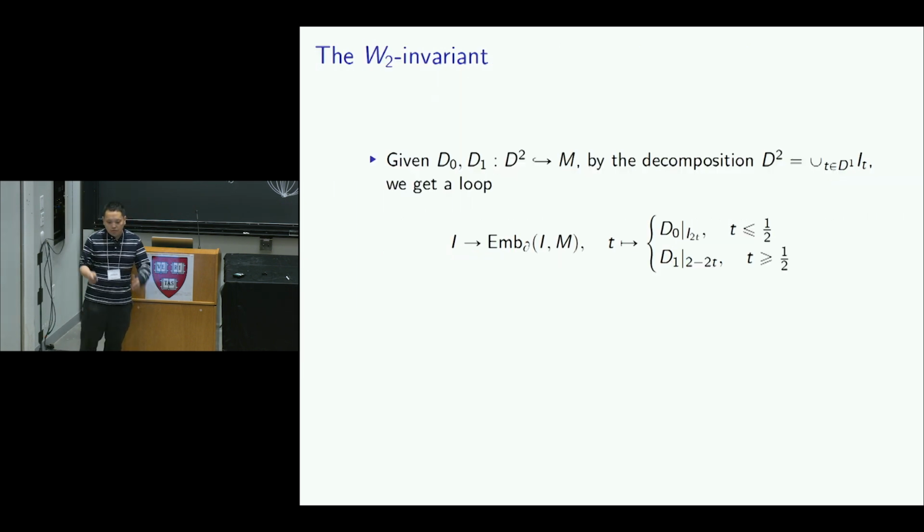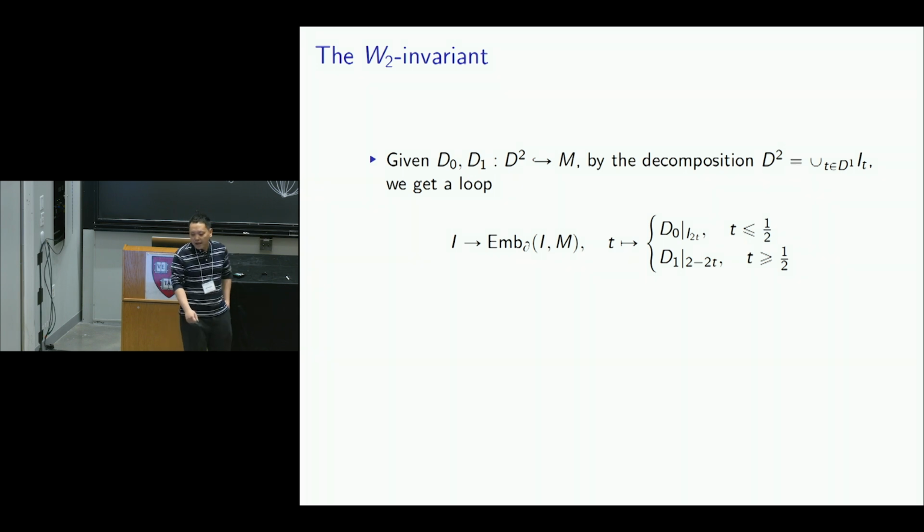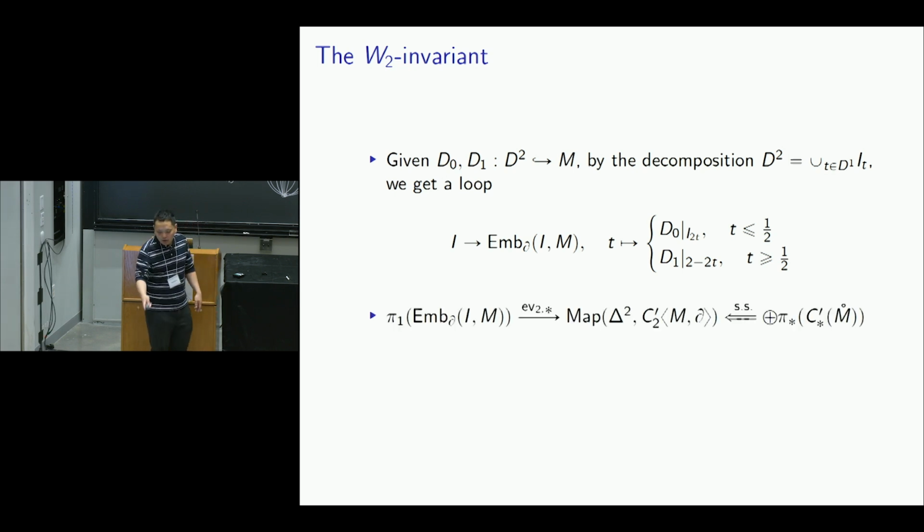So now let's return to the Dax invariant, also called the W2 invariant by Bartnik-Gabay. Let's consider two embedded disks, D0 and D1. As before, we decompose the disks into one-dimensional families of arcs. Then by this decomposition, we get a loop in the embedding space. We consider the evaluation map to the configuration space of 2 points.